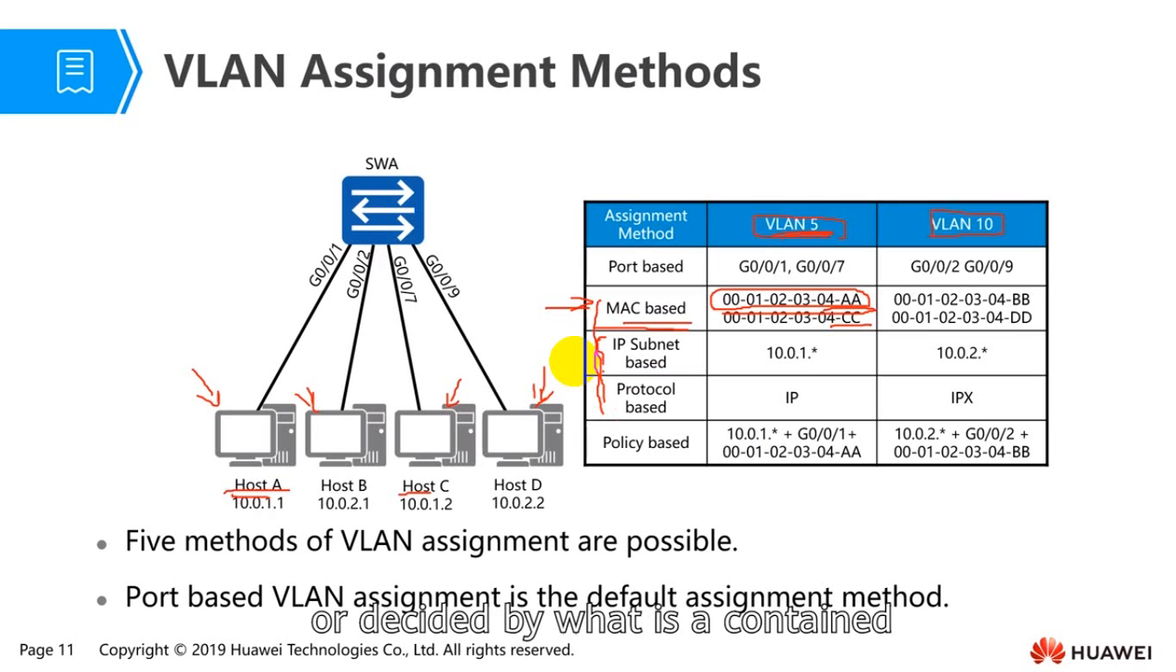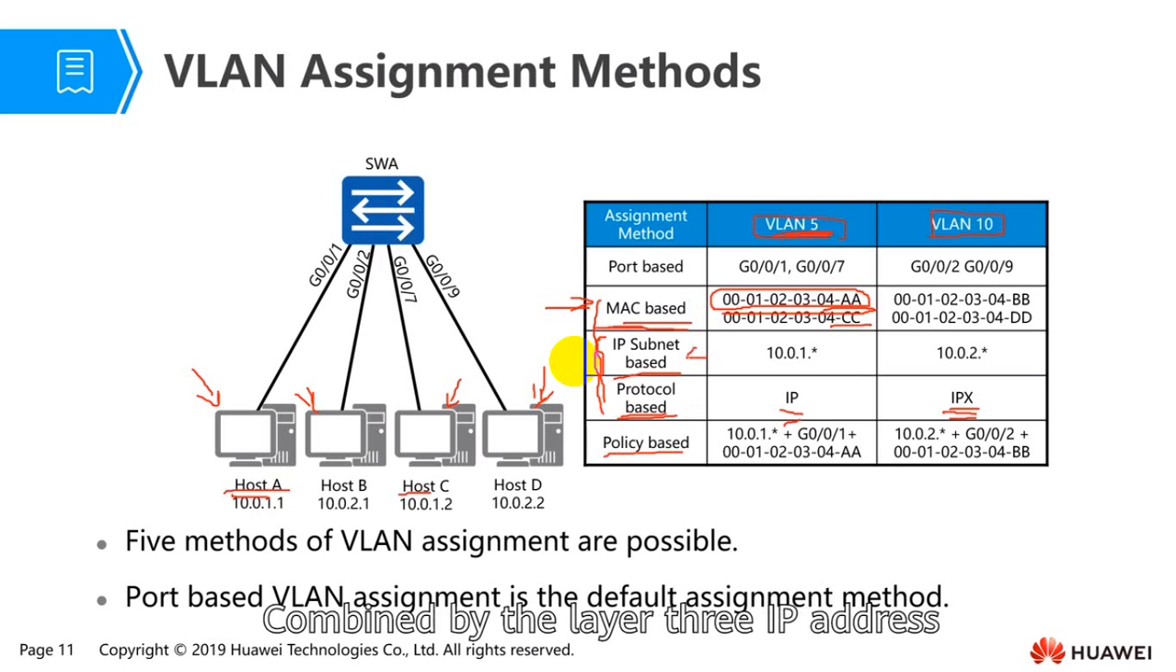All are decided by what is contained in the Ethernet frame. This one is based on MAC address, and this one is based on the source IP address. And this is based on the layer 3 protocol. If the layer 3 protocol is IP, then this frame belongs to VLAN 5. If the layer 3 protocol is IPX, then it belongs to VLAN 10. And policy-based means you can combine all these three.